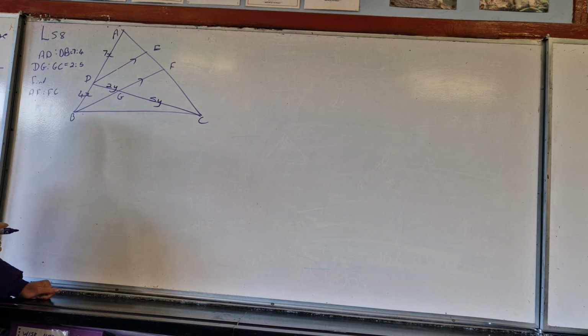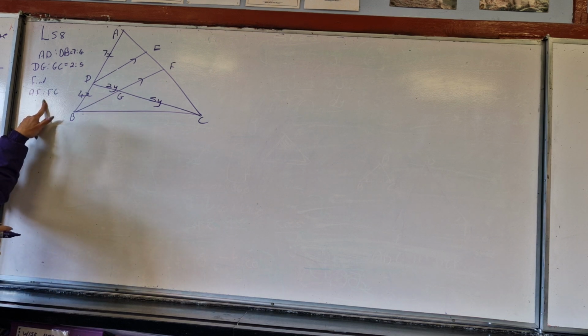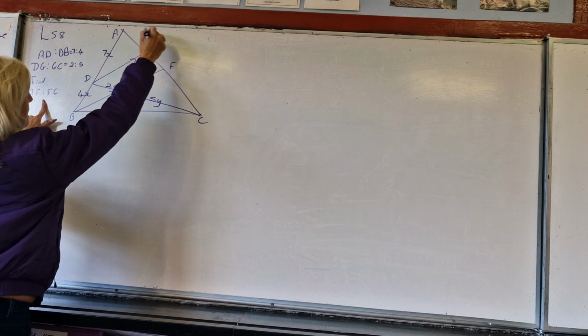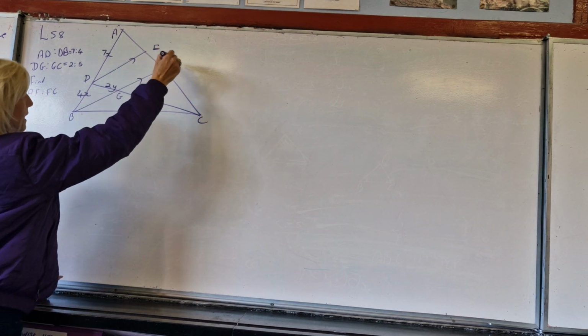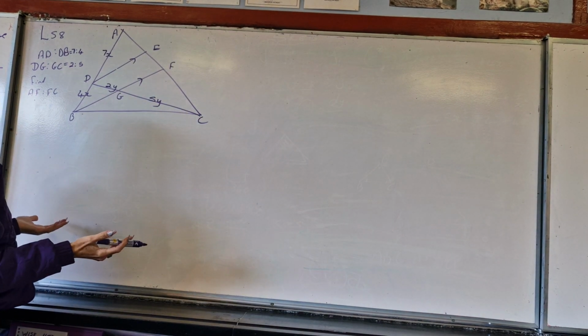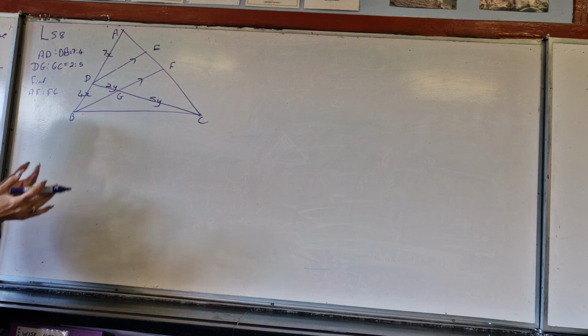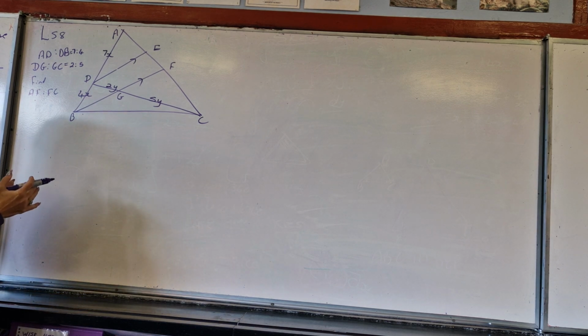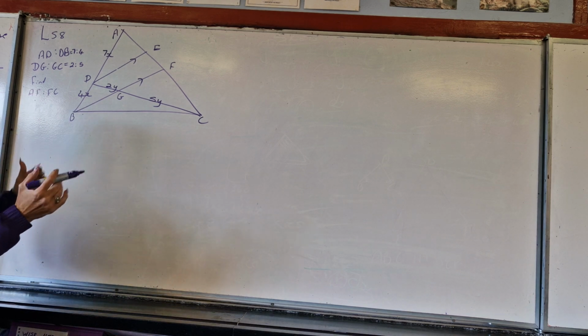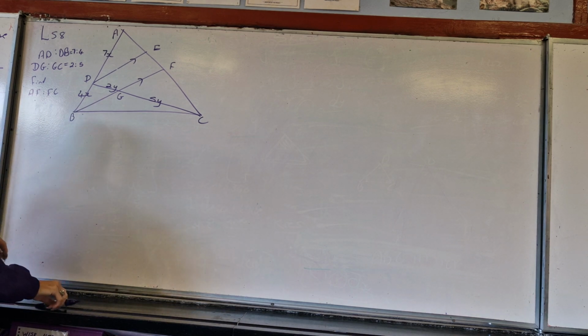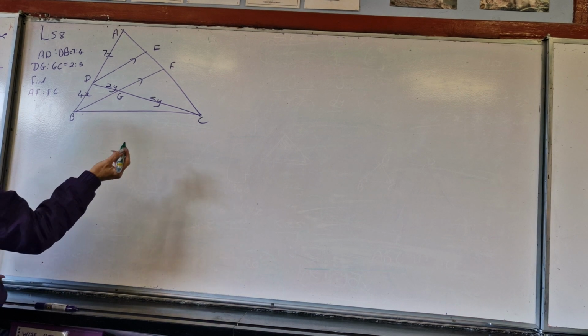Now they want me to go and find AF to FC. AF is that part there. So how will I find that? Where are the parallel lines? Okay, so they gave you some stuff that you're going to be using in other triangles, getting you back there. So where would you like to start? Tell me something that you see.